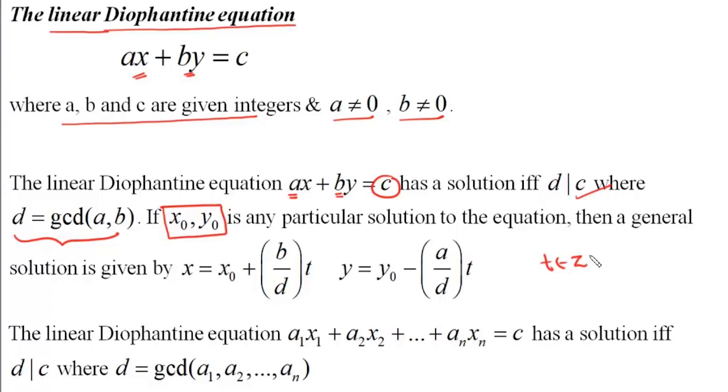Now if we have a general linear Diophantine equation such as a1 x1 plus a2 x2 up to an xn equals c, then again we'll check whether this equation is solvable or not. In that case, again we'll find the GCD of all the coefficients a1, a2 up to an, which is suppose d, and if d divides c, then this equation is solvable, and if d doesn't divide c, then the equation is not solvable. Now we'll prove this theorem.